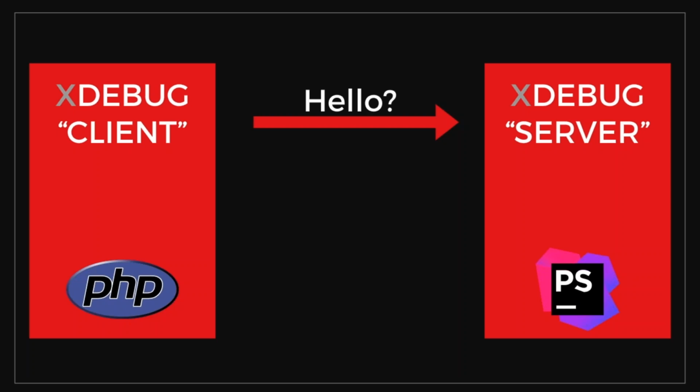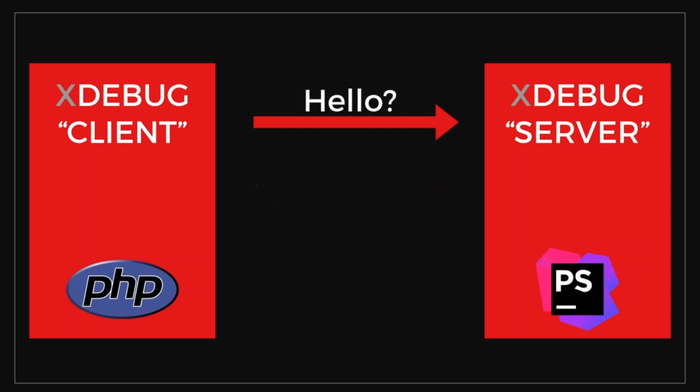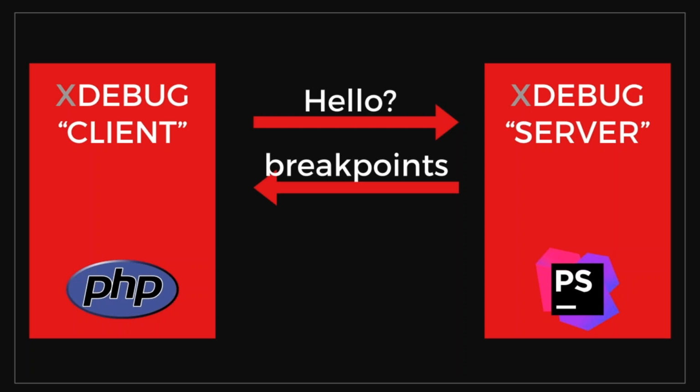So when a debugging session is requested by Xdebug, Xdebug will say to PhpStorm on the port that's default 9000, "Hi, are you an Xdebug server?" And then PhpStorm will reply to PHP and say, "Yes, I am. Here's a list of all the breakpoints I'm interested in." We'll cover them in a moment.